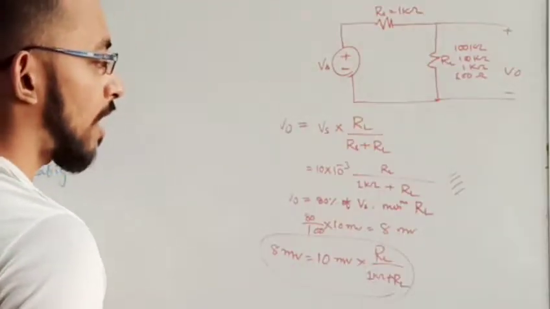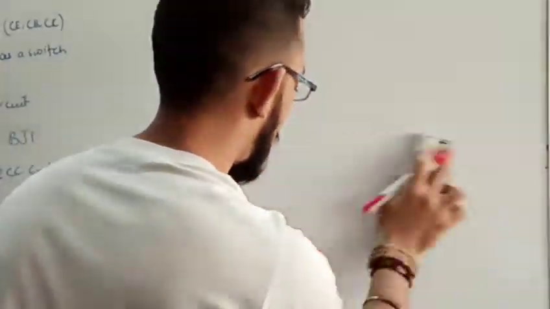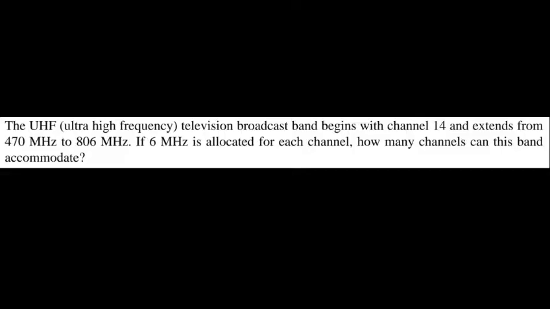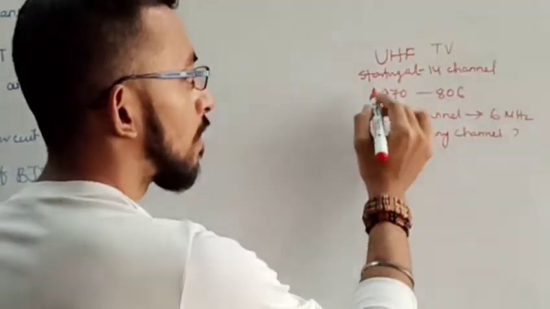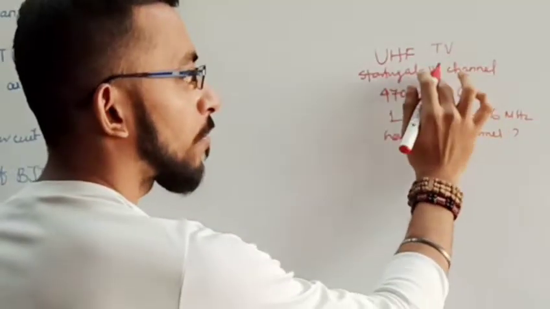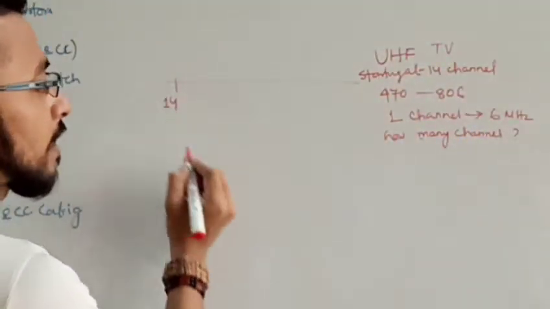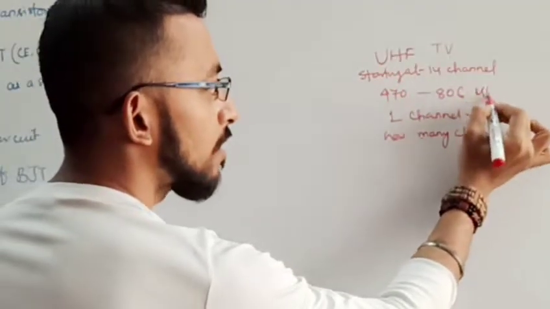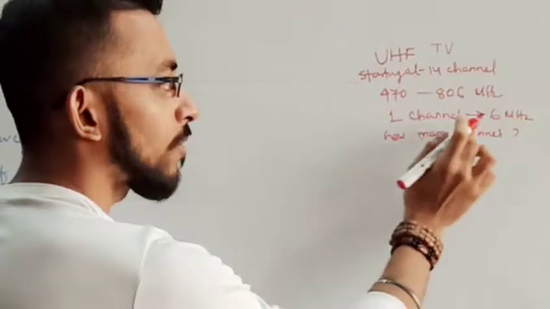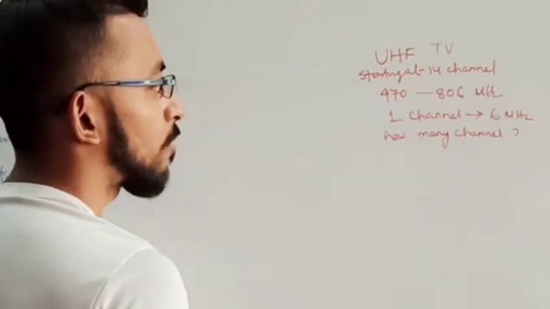Okay. Now the second question that is on your screen. It is given an ultra high frequency TV broadcaster starting from channel number 14. It means it is a TV broadcaster which is starting at channel number 14. The frequency range given is 470 to 806 megahertz. For each channel we need 6 megahertz bandwidth. Then in this range, how many channels are possible?